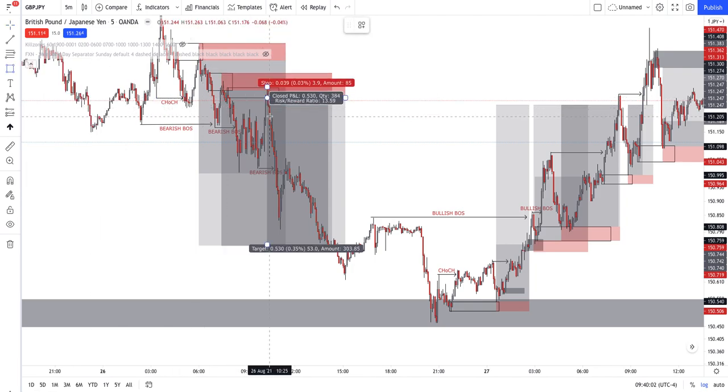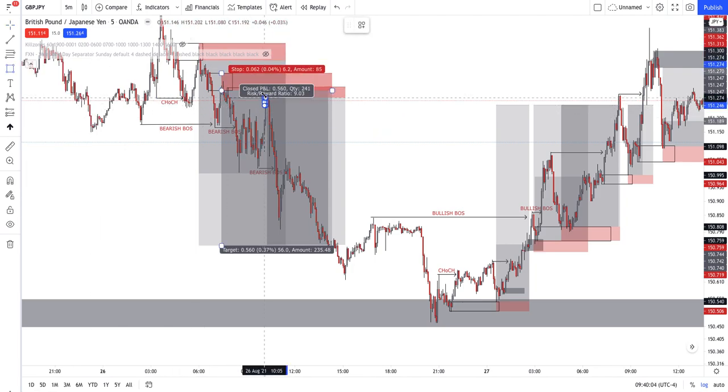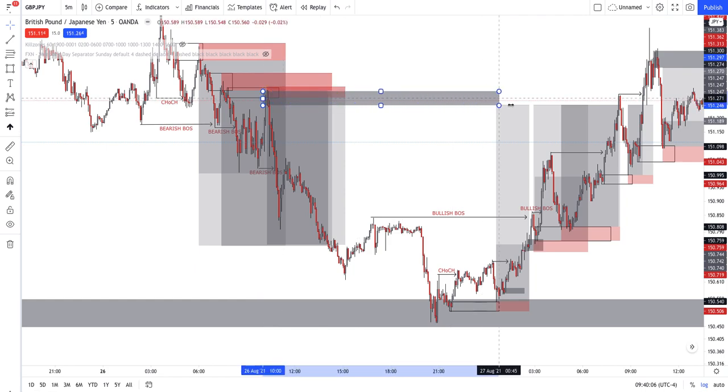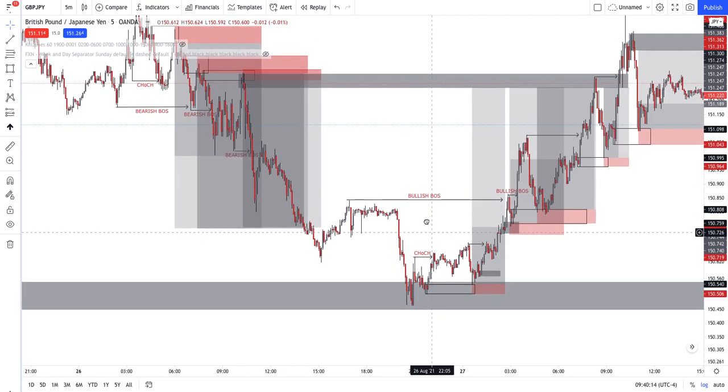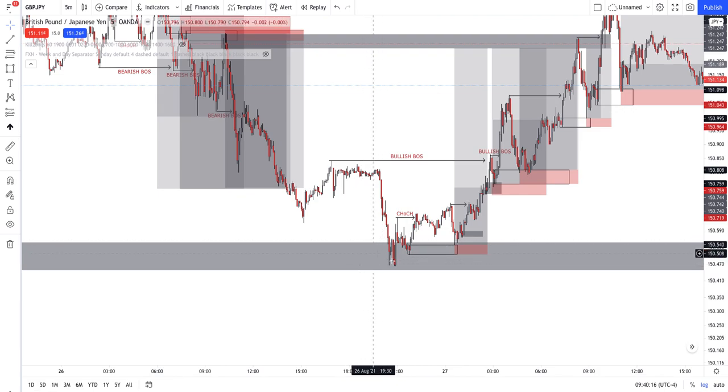And then you can simply target this area. Look, we got this imbalance right here, and we got this nice area of demand right over here, okay? See that? We got this imbalance and that nice area of supply, yeah? So, once price taps into this higher time frame area of demand, we wait for that change of character that we got right there. Then we mark out the last demand zone before that change of character. Price pulls back into it. We could have got our entry right here, okay?